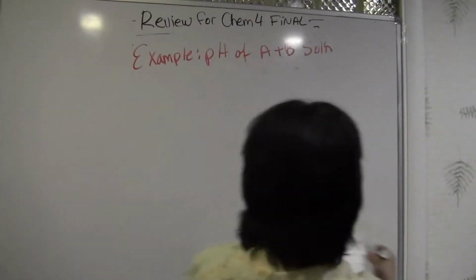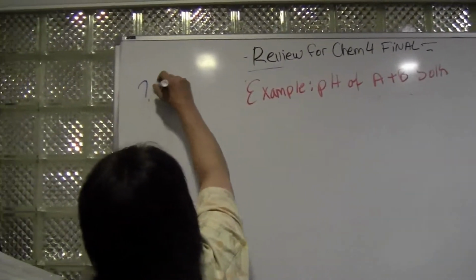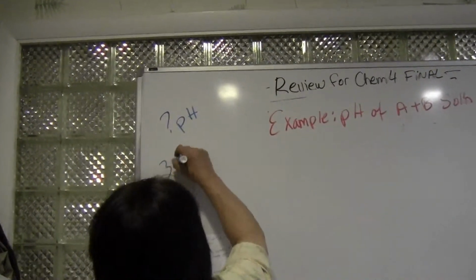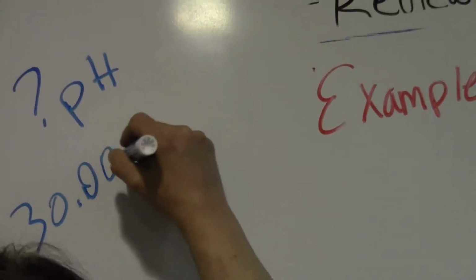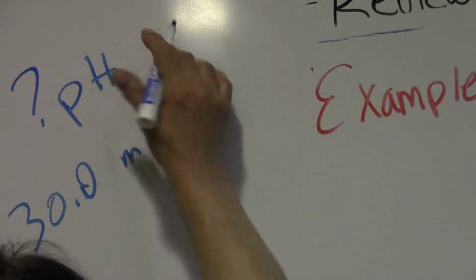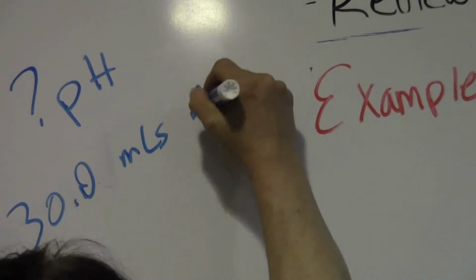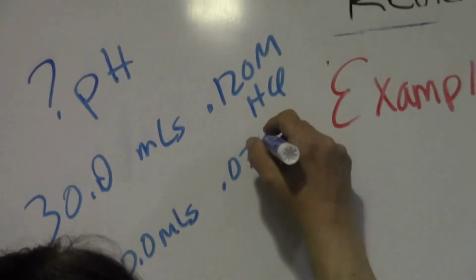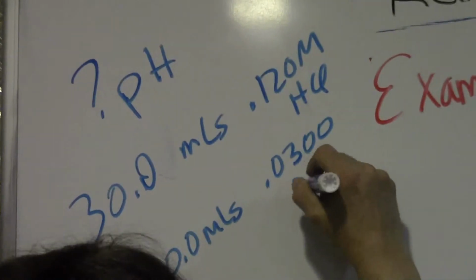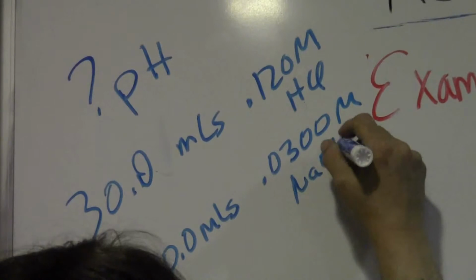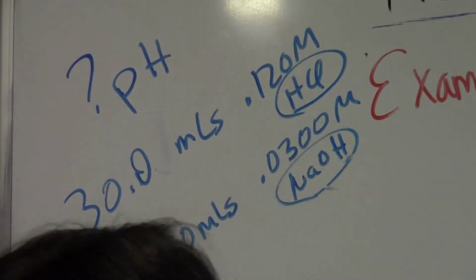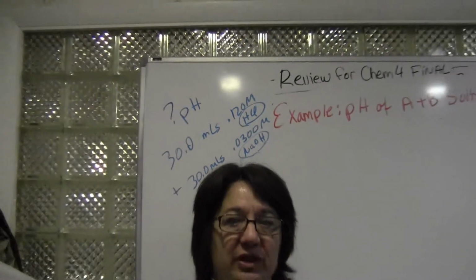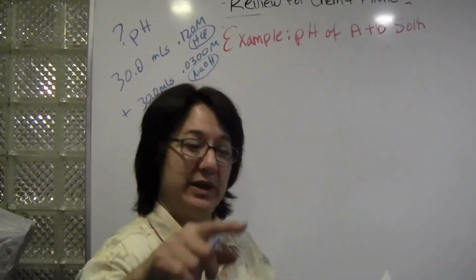What is the pH of a solution that contains 30.0 mLs of 0.120 molar HCl plus 30.0 mLs of 0.0300 M NaOH? Right away, you see that's an acid plus a base. That's going to give you a neutralization reaction where you get salt and water.